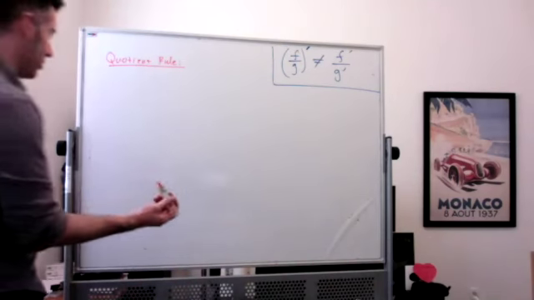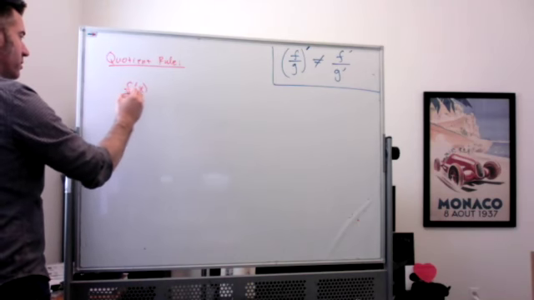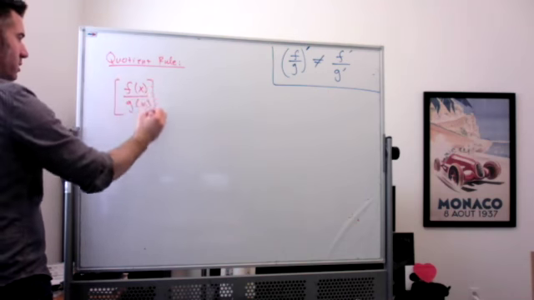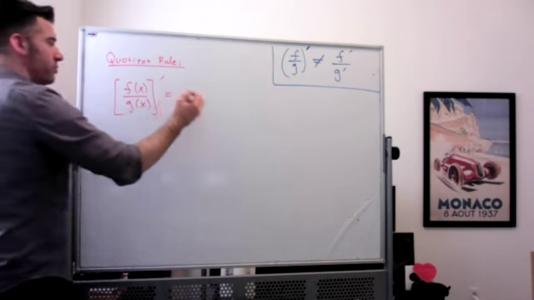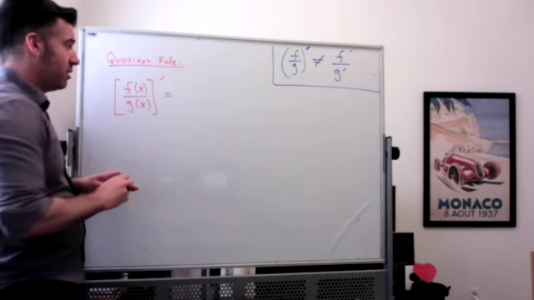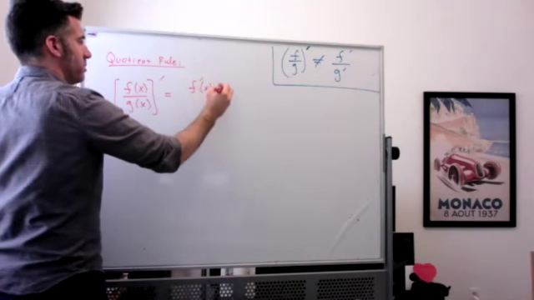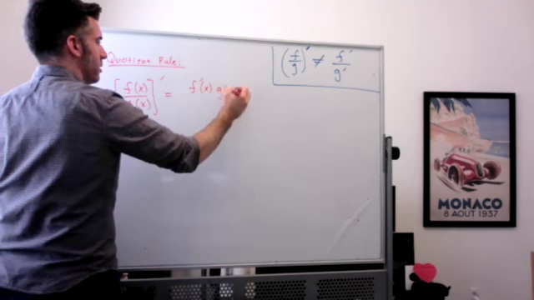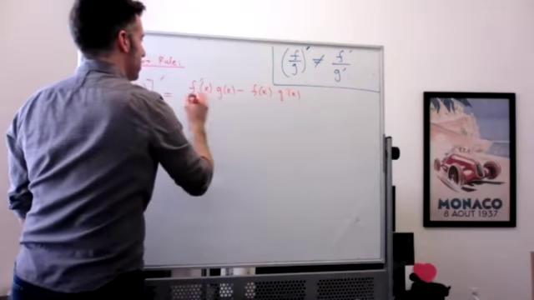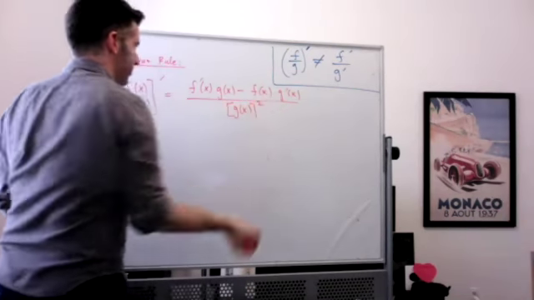So here's the quotient rule. You want to take the derivative of f of x over g of x. It's equal to, here's how people write it, and here's what I say in my head. People write it as f prime of x times g of x minus f of x times g prime of x, all over g of x squared.